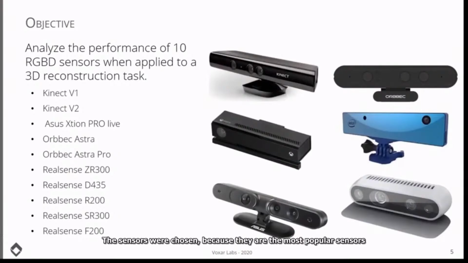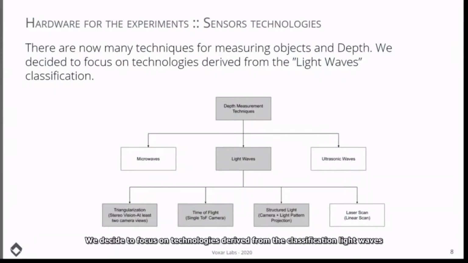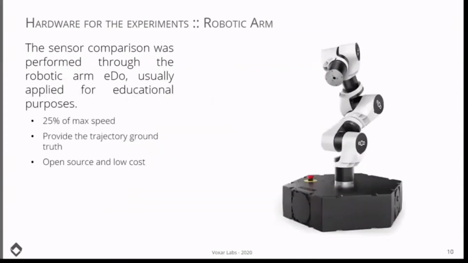The sensors were chosen because they are the most popular sensors in the articles reviewed in the State of the Art section. The 10 sensors are Kinect 1, Kinect 2, ASUS Xtion Pro Live or Orbbec Astra Pro, RealSense ZR300, RealSense D435, RealSense R200, RealSense SR300, and RealSense F200. We decided to focus on technology derived from structured light waves.